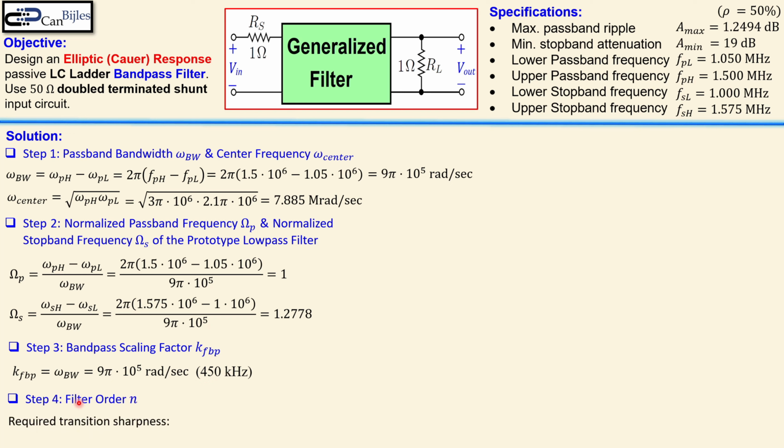Now step 4 is the filter order, one of the important steps, and there's the required transition sharpness, one of the important parameters. That is determined from step 2 information, because we know that the transition sharpness given by capital letter omega r is equal to the normalized stopband frequency divided by the normalized passband frequency, which is 1.2778. And this is an important value. We need to also use the minimum stopband attenuation, which is 19 together. So these two values we need to use in order to determine what the order of our filter must be.